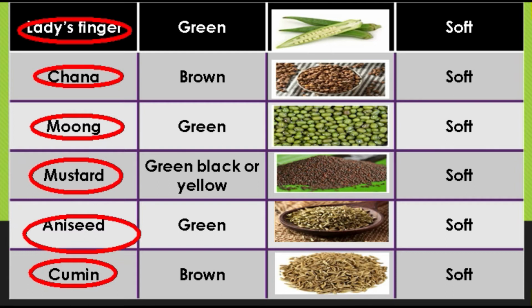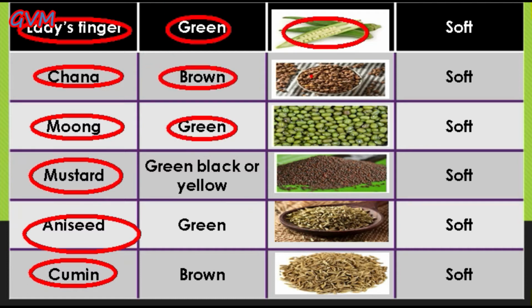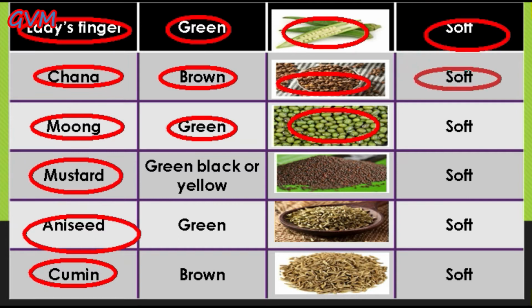and if they are not at your home, then you can take any seeds that are available at your home. Then after writing down the name of the seeds that you take as an observation, you have to write down their color, then draw the image of the seeds that you are going to take for your seed observation. Then lastly, you have to write down the texture, either they are soft or rough. So students, in this way you have to collect seeds as much as you can, and that's how you have to prepare your seed chart.